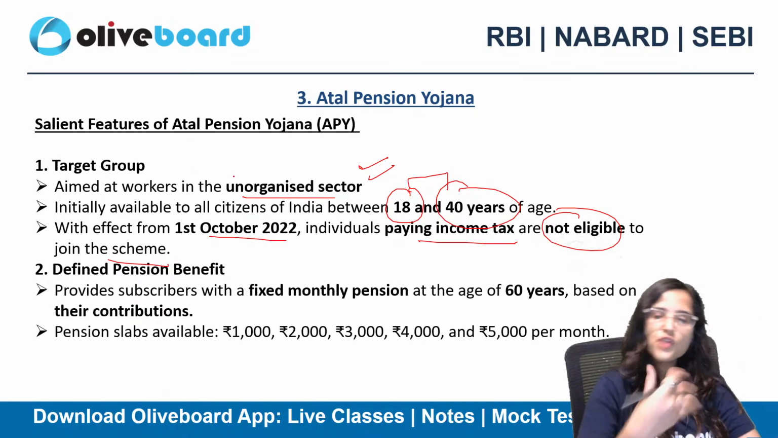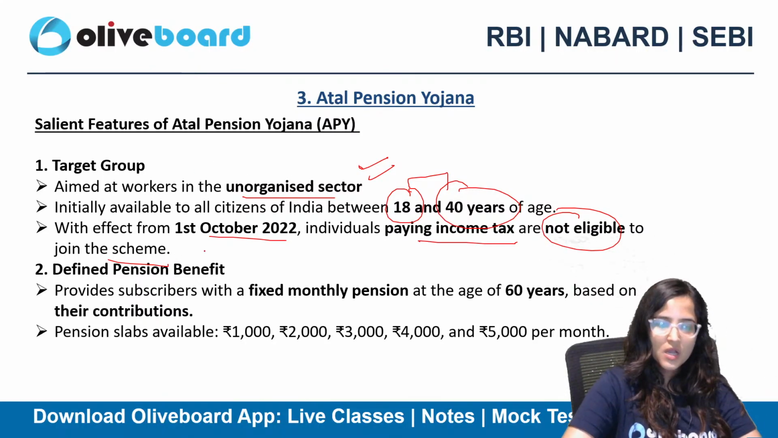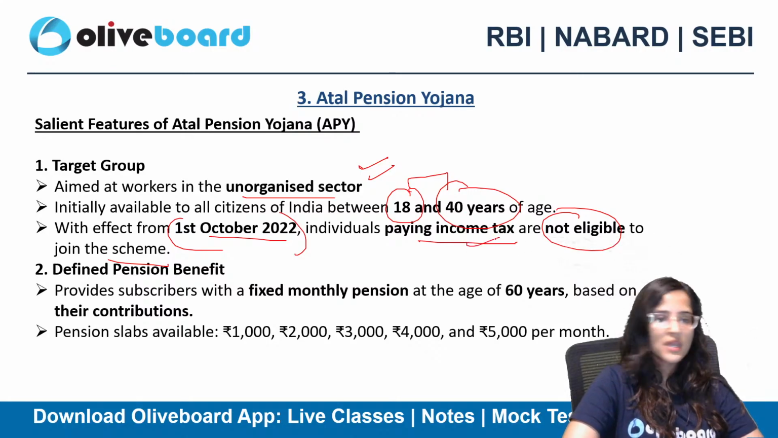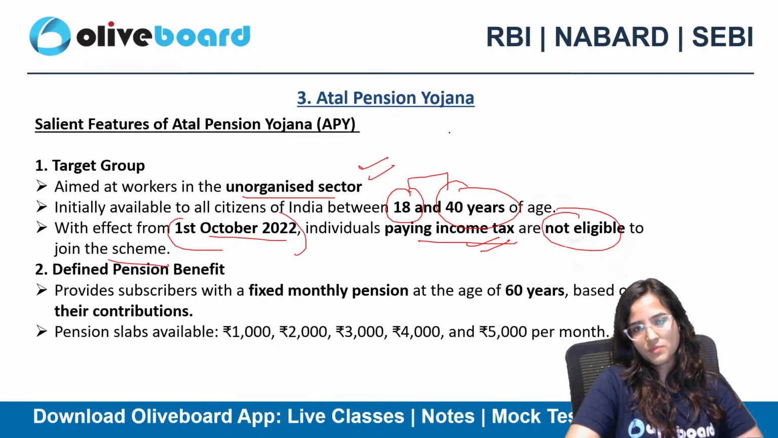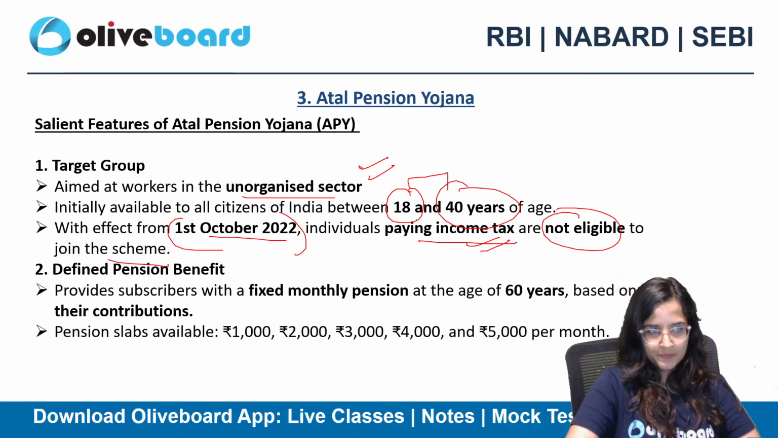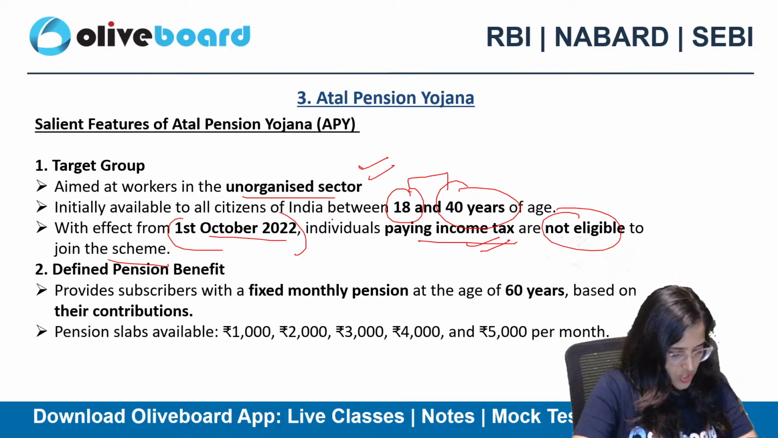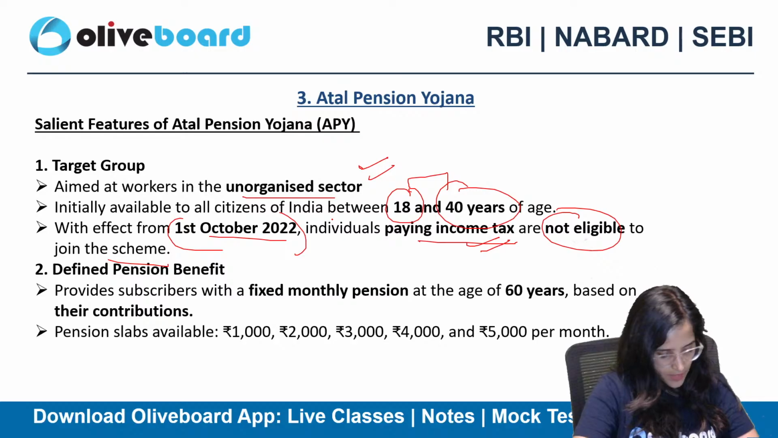Okay, so initially it was for everyone, but later on we restricted it to those individuals who are paying income tax. They cannot be a part of this Atal Pension Yojana. Fine. Minimum pension age is 18 to 40. Very good. Minimum pension upon attaining the age of 60 is from 1000 to 5000. Very good, which would depend on the contribution exactly.